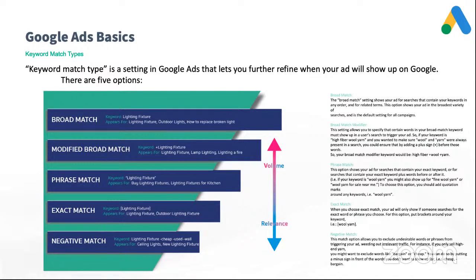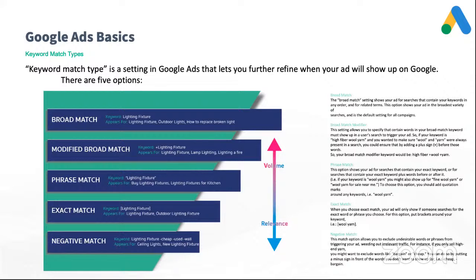Then you get a modified broad match, where you add a plus in front of it or behind it. So the keyword here is plus light fixture. It'll bring up light fixtures, fire, lamp, lighting, and it broadens the search rather than showing you less specific information, if you like.